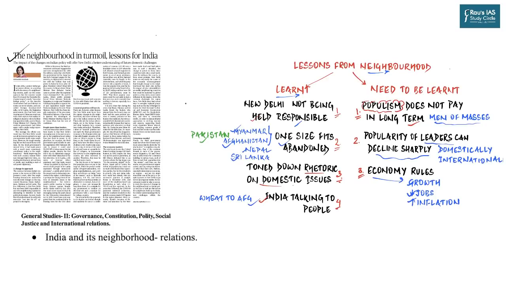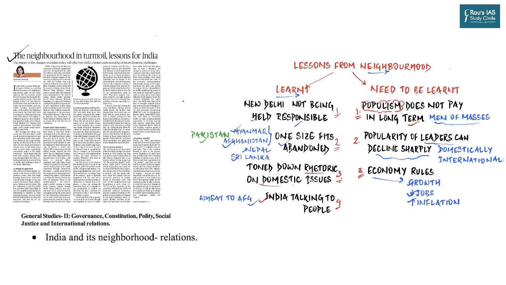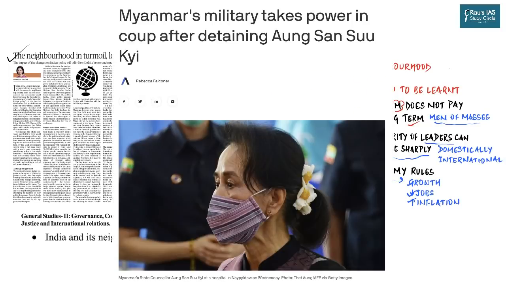Then if you move a little bit south, you have Sri Lanka, which is going through extreme turmoil, to the extent that the family which has ruled Sri Lanka until very recently has had to flee their residences. And then finally you have Myanmar, where the democratically elected leader Aung San Suu Kyi was removed by the military junta.